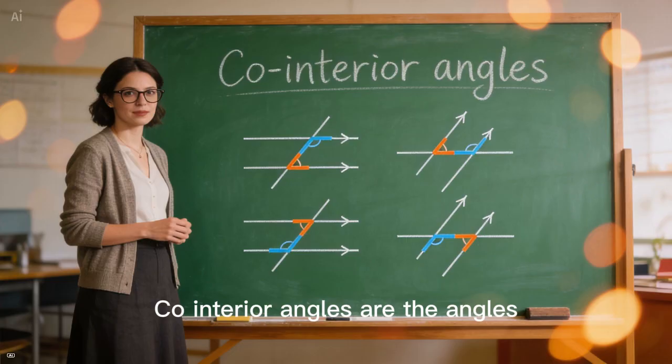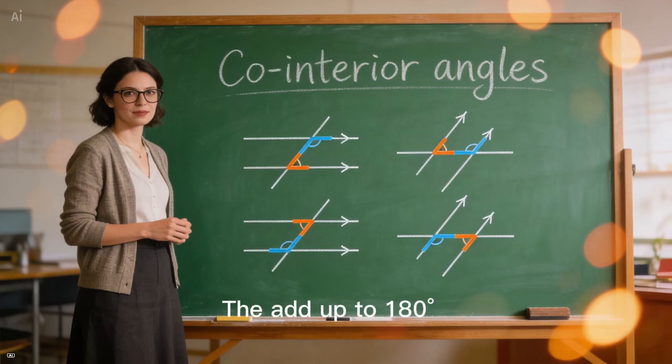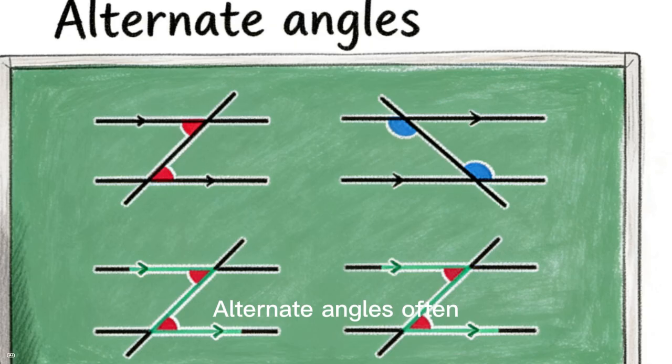They are congruent. Co-interior angles are the angles in between the parallels on the same side, that add up to 180, like with a parallelogram. Alternate angles, often called Z-angles, are on either side of the transversal.